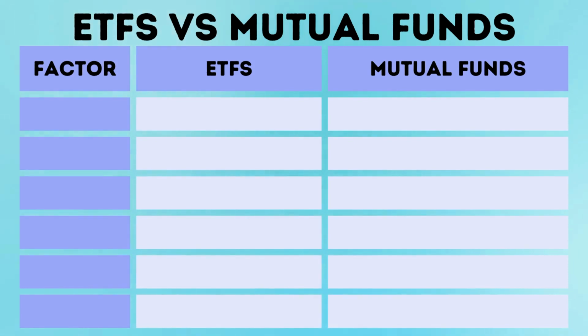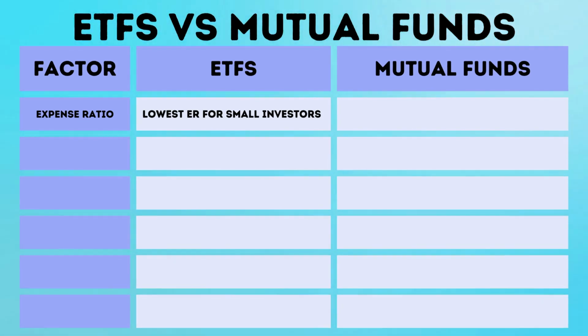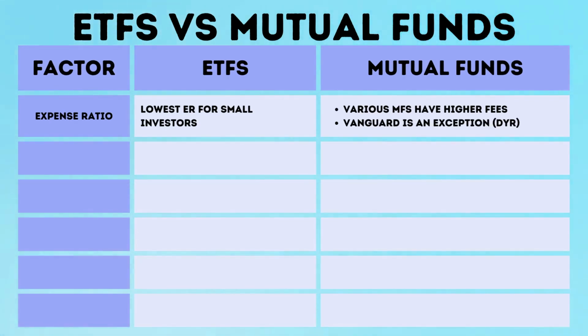Now, the first factor is expense ratios. With ETFs, they generally have the lowest expense ratio to small investors. Mutual funds, on the other hand, have various mutual funds that have much higher fees. Vanguard's an exception, but you have to do your research.